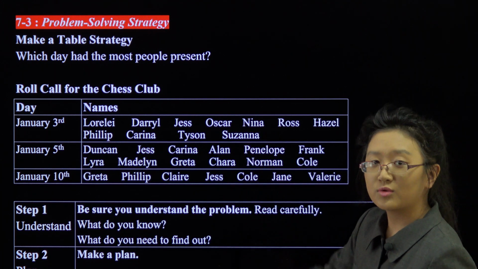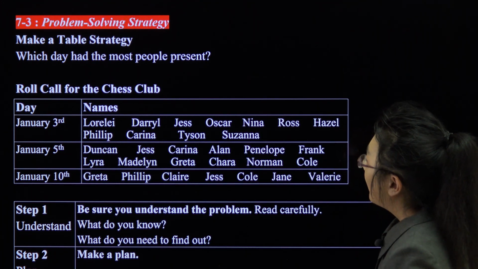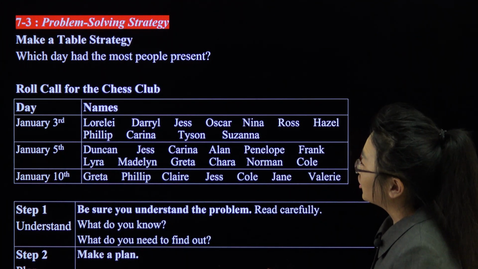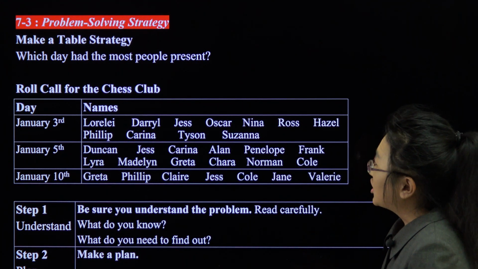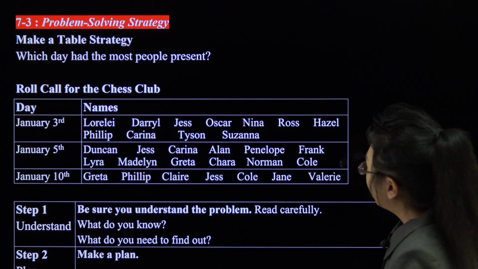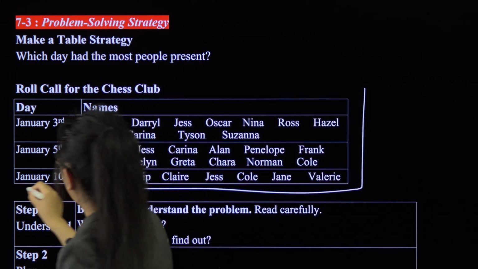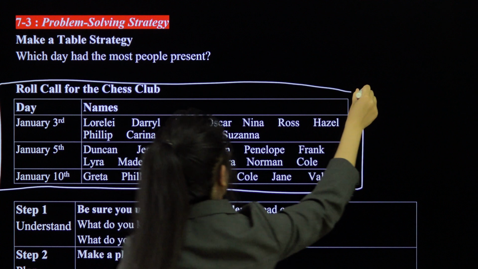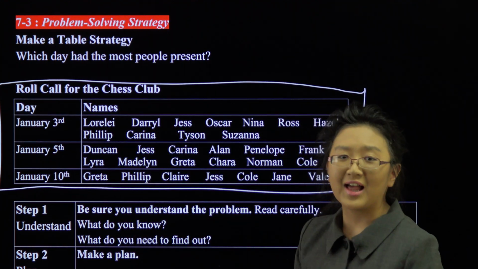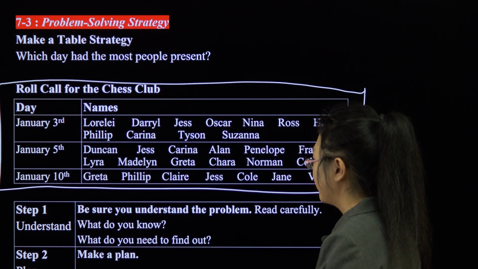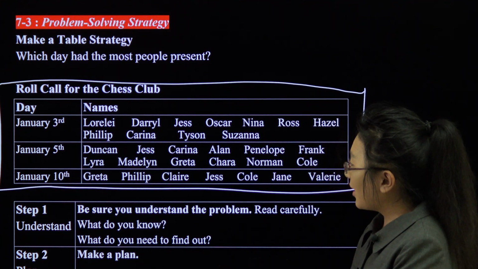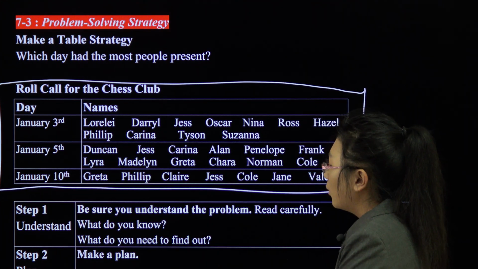This is section 3, problem solving strategy. Make a table strategy. Which day had the most people present? Well, we don't really need to make a table anymore because it's right here. Although we could make a tally chart if we wanted to, but anyhow, step 1, understand. What do you know?